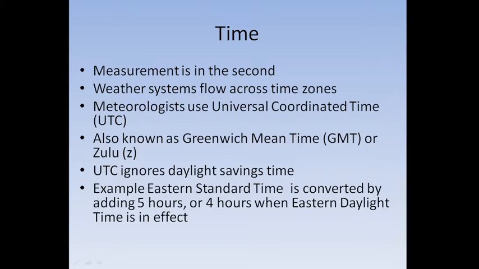UTC ignores daylight saving time. So for example, I'm on the East Coast, and Eastern Standard Time is converted by adding 5 hours, or 4 hours when Eastern Daylight Time is in effect. So right now we are 5 hours different, so we will add 5 hours to our local time to get the UTC or Zulu time.